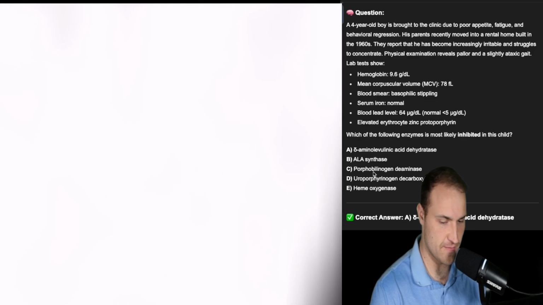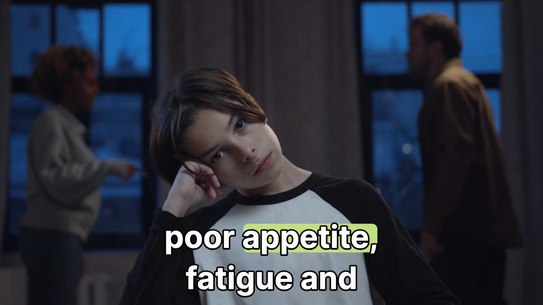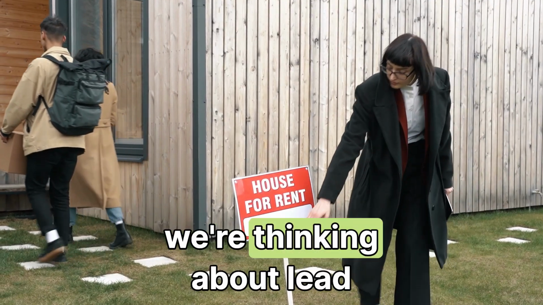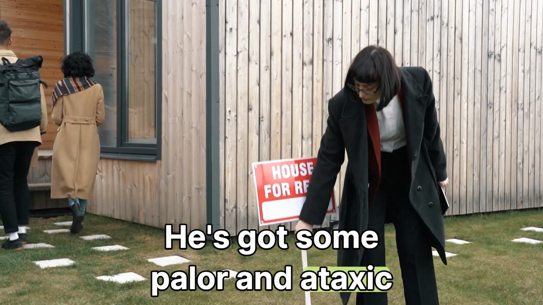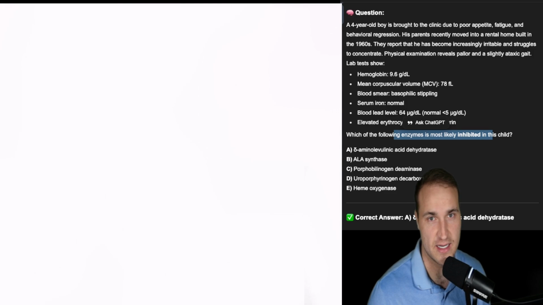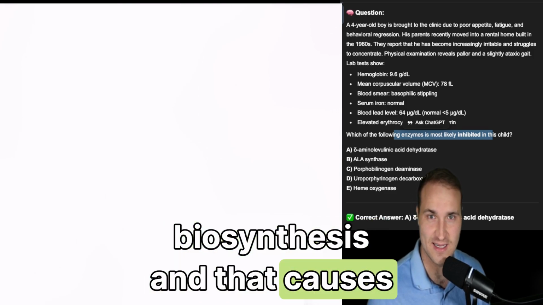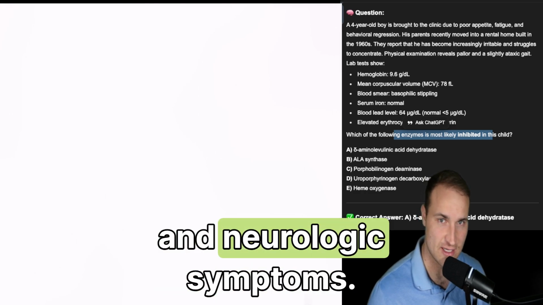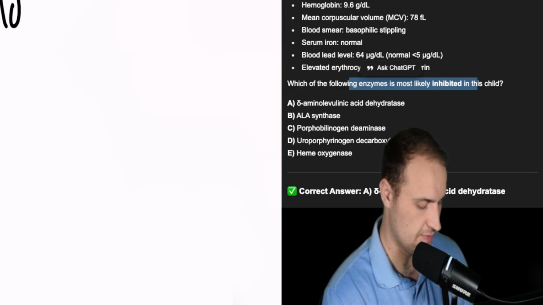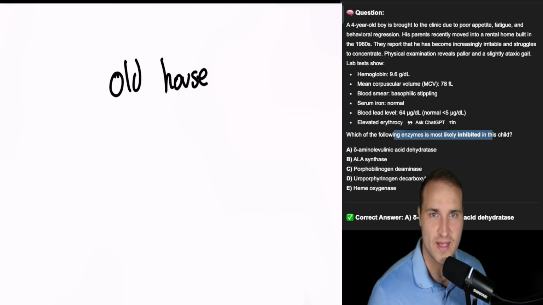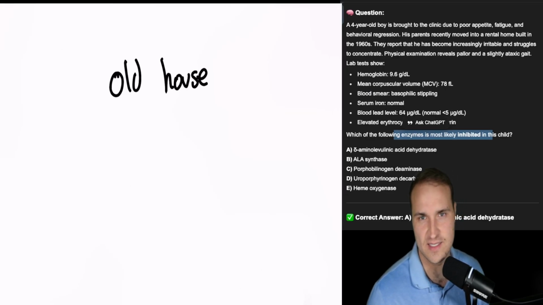Next, 177. A 4-year-old boy is brought to the clinic due to poor appetite, fatigue, and behavioral regression. Anytime you have a rental home in the 1960s, we're thinking about lead poisoning. He's got some pallor and ataxic gait. Which enzyme is inhibited? Lead poisoning in children interferes with heme biosynthesis, and that causes anemia, abdominal pain, and neurologic symptoms. You'll see somebody who lives in an old house, 1976, I think is the cutoff date. It'll cause anemia, abdominal pain, neurological symptoms.